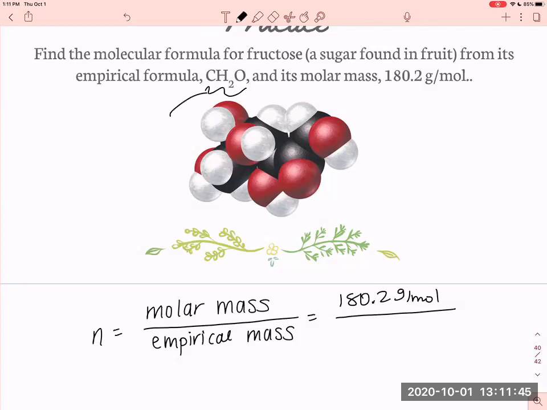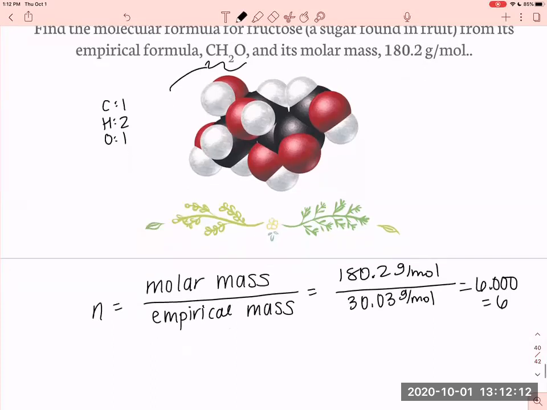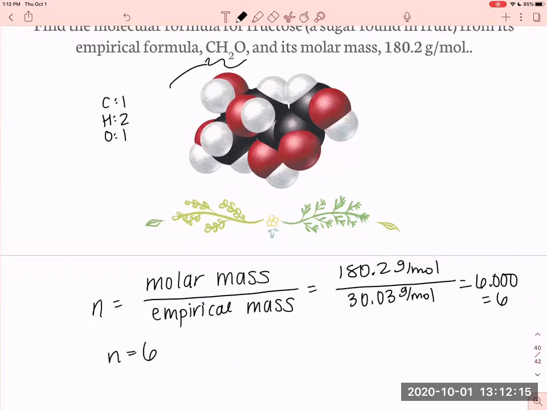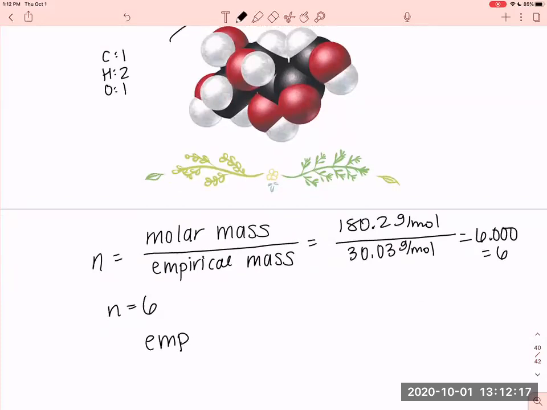And how do I find empirical mass? Well, here's your empirical formula. We have 1 carbon, 2 hydrogens and 1 oxygen. So we just add that up. And we get 30.03 grams per mole. And then hopefully this gives us a nice whole number factor to multiply by. And we do get 6.000, which we're just going to say 6. So our N here is 6.